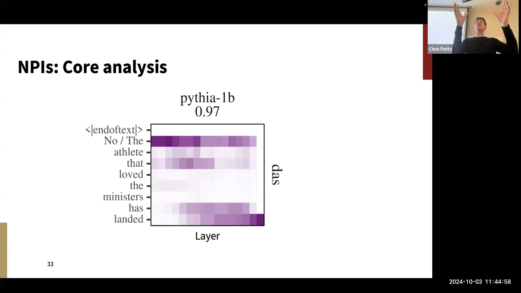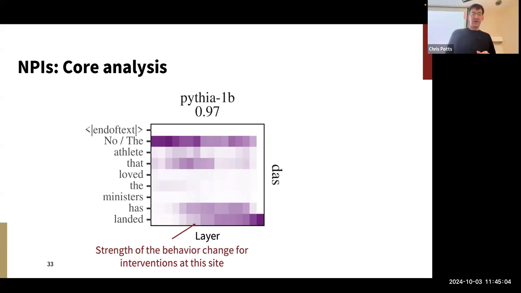So this entire grid is a kind of grid of representations for this particular model, Pythia 1b. And then the colors represent the strength of the behavioral change we can induce with our interventions. You could think of it as the interchange intervention accuracy, the percentage of times where if I do that switch, I actually get the change in label that I expected. And darker means more causal structure.